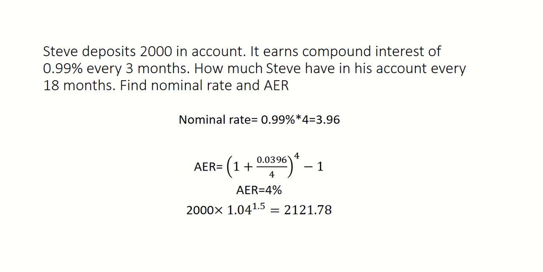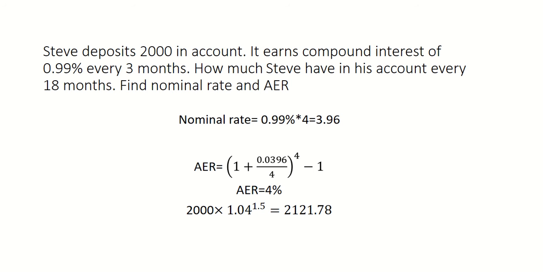Then you know that for I, you write the percentage as a decimal, so it becomes AER equals 1 plus 0.0396 divided by 4, to the power 4, minus 1, and it will give you an AER of 4%. Then, because it is for 18 months, there's one whole year and half a year. So you put the power of AER to 1.5, times it by 2000, and you will get the answer.